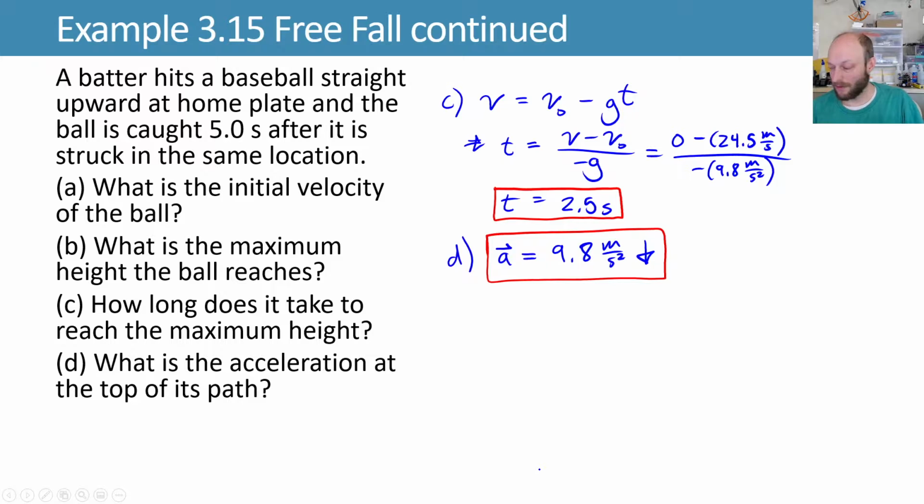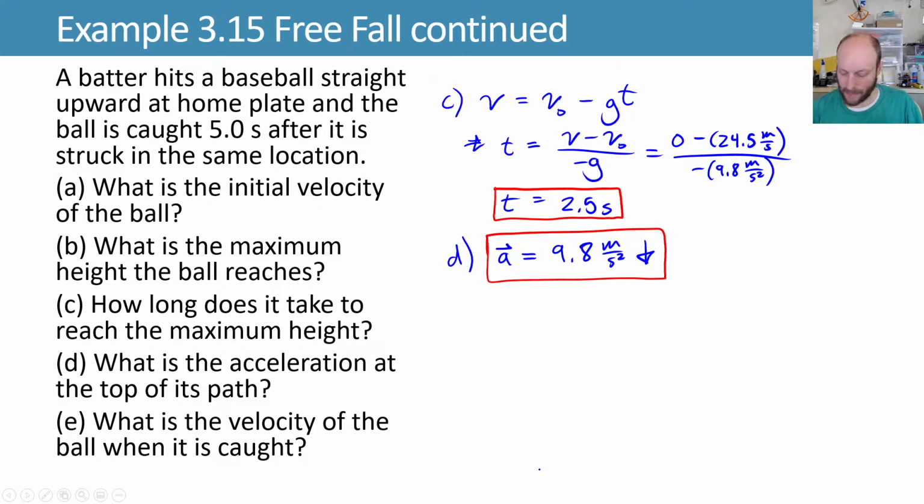How about what's the velocity when it's caught? Well, you might expect, since it's being accelerated equally, it would just be the same velocity you started with, but now negative. But we can show that. So now we'll say my final velocity is equal to my initial velocity minus gt. And now we're considering not the ball going up to the top of the path, but the whole thing as it comes back down.